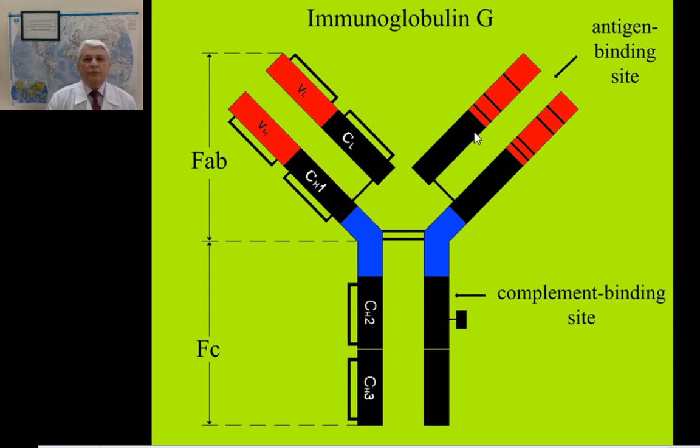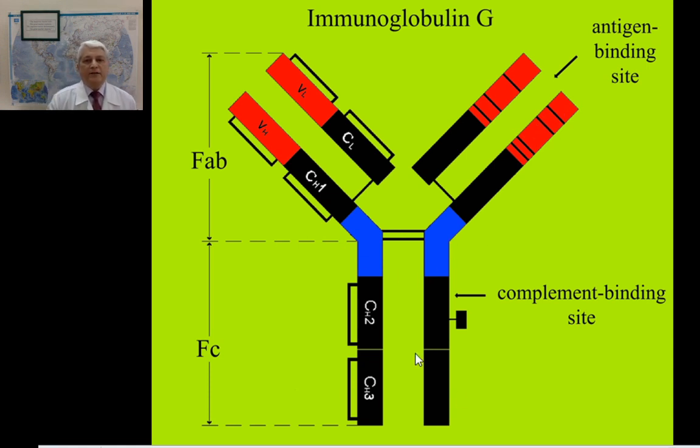These two parts which are equal we call FAB fragments. What does it mean? F is fragment and AB is antigen binding fragment. You understand why we call this antigen binding fragment? Because these fragments still have antigen binding site, and this fragment still has possibility to interact specifically with antigen.